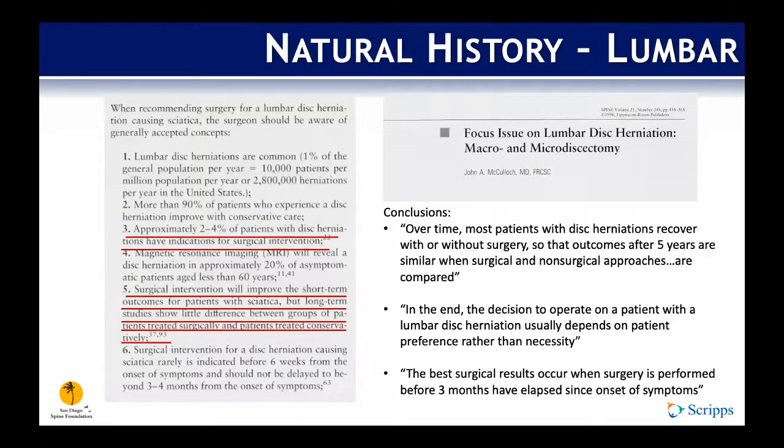Another big paper looking at the natural history of things is Dr. McCullough's paper, which I had up previously, and this was more of a literature review that he had done. His conclusions were that over time, with or without surgery, after 5 years, surgical outcomes are essentially the same. And I thought this line was interesting, that in the end, the decision to operate with a lumbar disc herniation depends on patient preference rather than necessity. You can see over here some of the assumptions that were listed in the paper. Surgical intervention will improve the short-term outcomes, but long-term studies show little difference between the group of patients treated surgically and non-surgically.